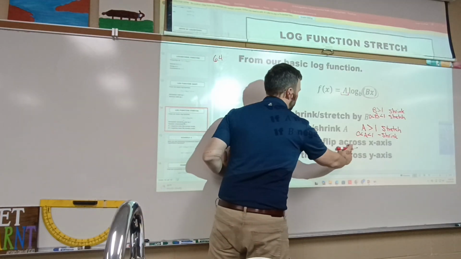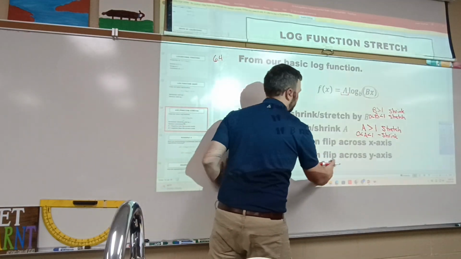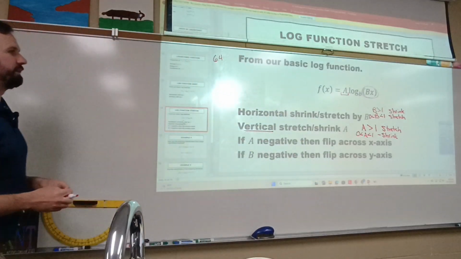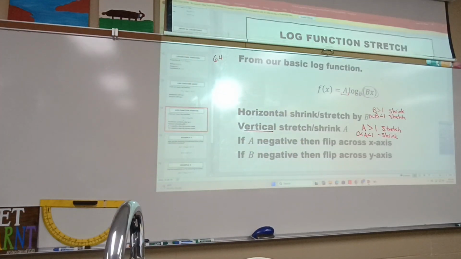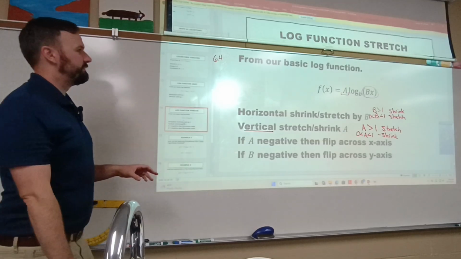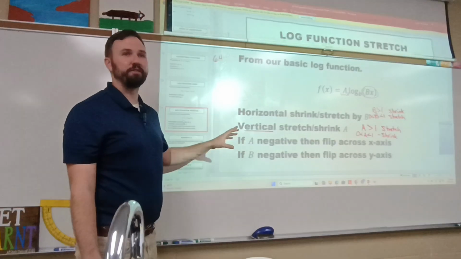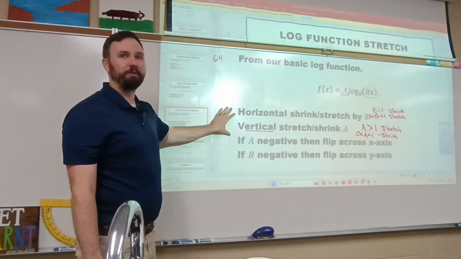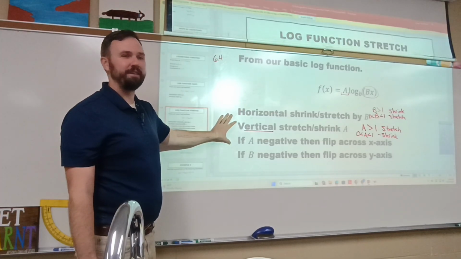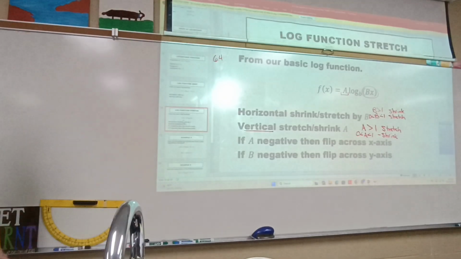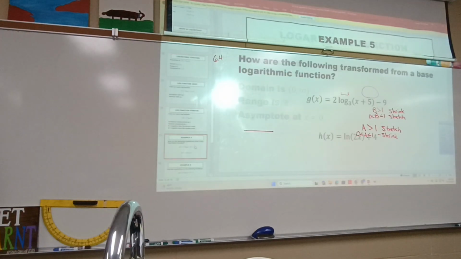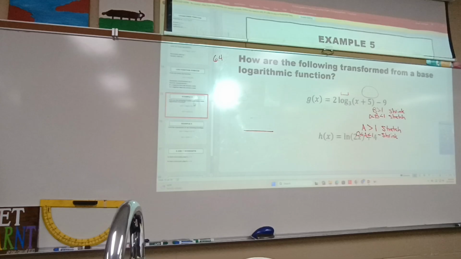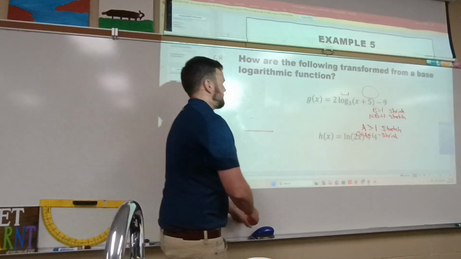If a is negative, it's flipped across x. If b is negative, it's flipped across y. Honestly, if you're using notes, especially for the final, this sort of thing should be really important. It comes up in every unit. We've done it in many different ways. Still tricky though. All right, let's do it.